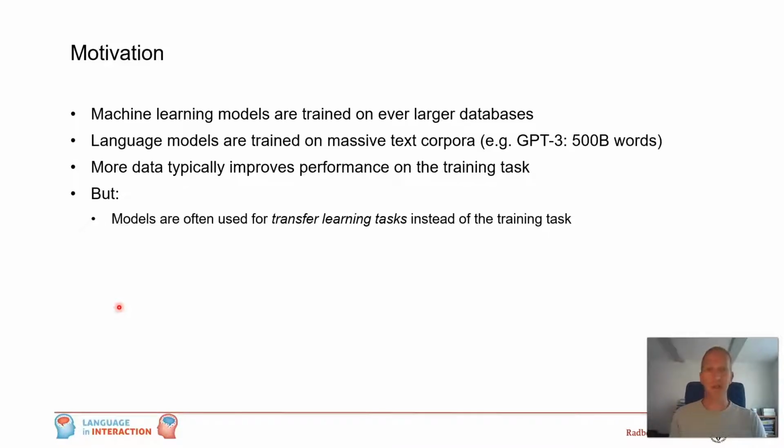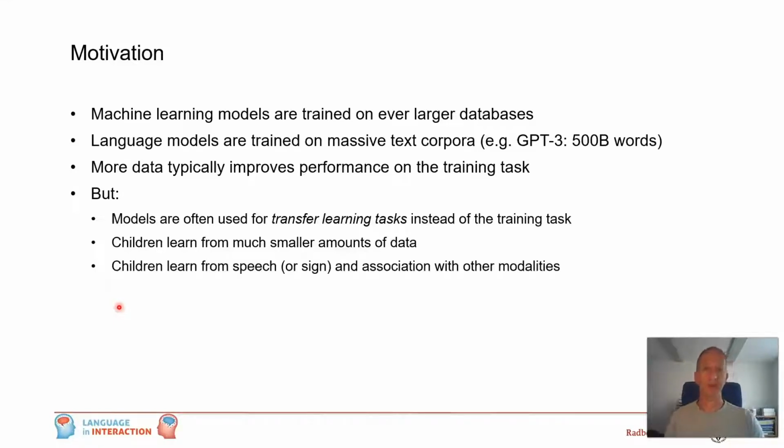Now, children learn language from relatively small amounts of data compared to what these large language models see. And also children, of course, don't learn language from written text. They learn it from speech or maybe sign, and from how that language input is associated with what the children experience in other modalities. So that is what they see, what they hear, what they feel, what they smell, etc.